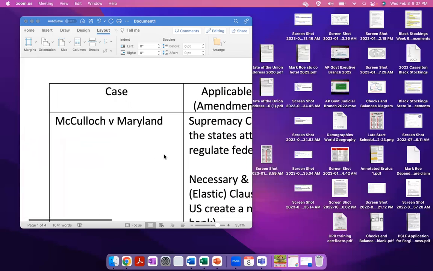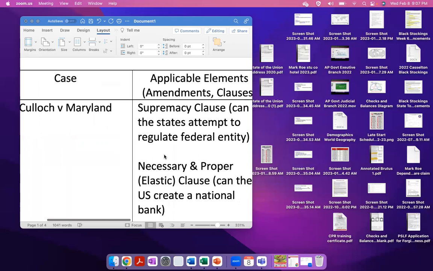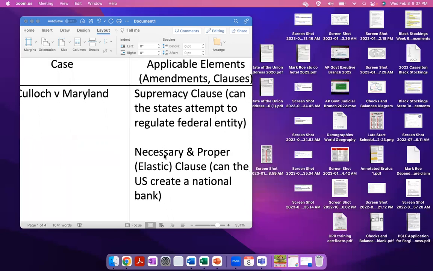The two parts of the Constitution that come into play here are the Supremacy Clause and the Necessary and Proper Clause. Again, this is one of those cases that has two applicable constitutional clauses. Supremacy Clause states that in the event that there's some sort of conflict between state and federal law, federal law reigns superior. The Necessary and Proper Clause, or the Elastic Clause, is what allows the government to stretch its powers.